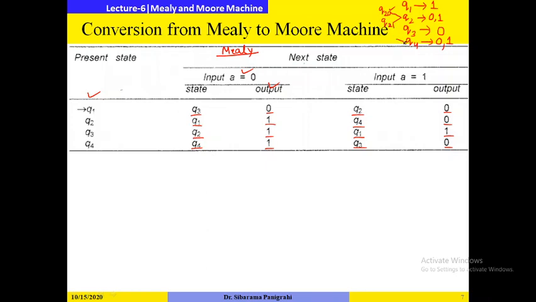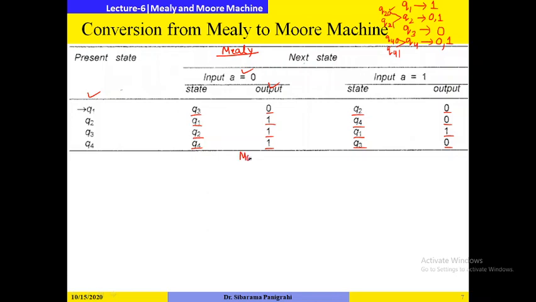Similarly for Q4, here you see Q4 producing output as 0, Q4 0, and Q4 producing output as 1, Q4 1. So Q1 is producing only one output, always 1, so we will not split Q1. Similarly Q3 always produces output 0, we will not split Q3. Whereas we have split Q2 and Q4, right? So by doing this, we can convert a Mealy machine to its equivalent Moore machine.